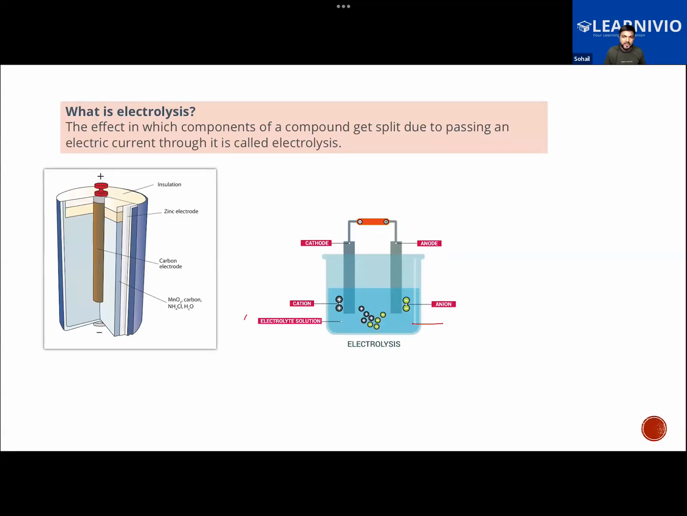Only an impure liquid will give out ions. A pure liquid will not give out any ions, like distilled water, which is not going to give out any ions. So we have different things that are called electrolysis.